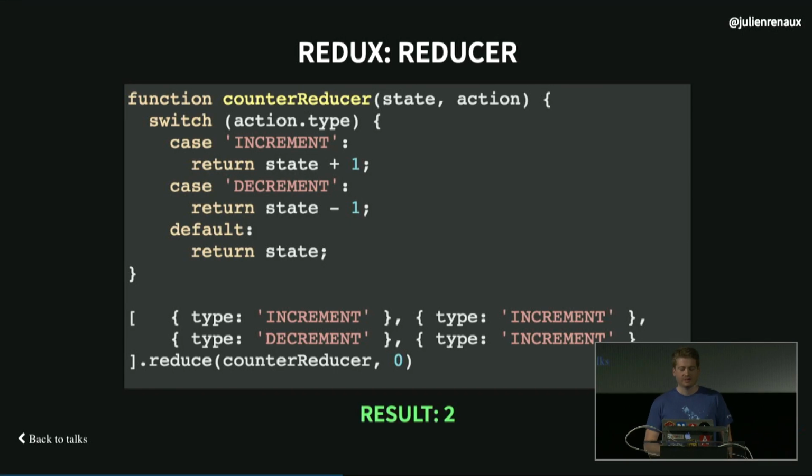For 2. Yes, that's 2. So we have, once again, an initial value of 0, then we increment by 1, then we increment another time, it's 2, we decrement, it's 1, we increment again, it's 2. Right, okay.